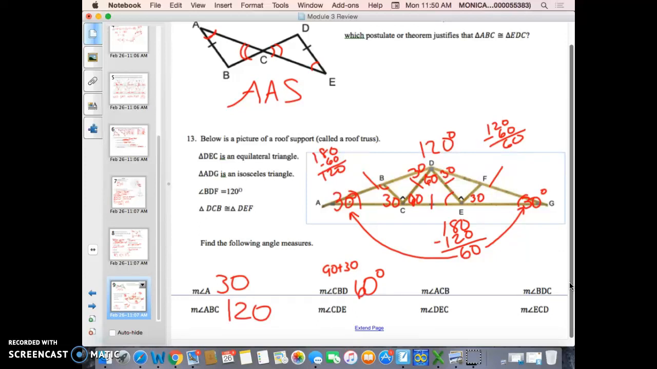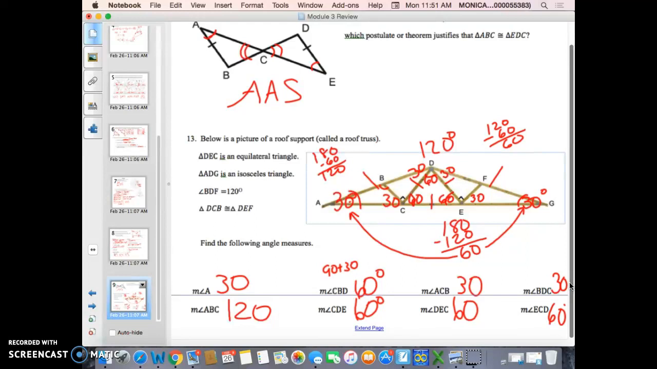CDE, I know is 60. ACB, I know is 30. DEC, this one's also 60 because of an equilateral. And then we got BDC, that one's 30. And ECD, that one's 60. So there you have it.